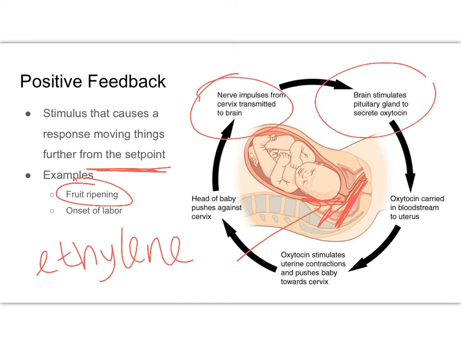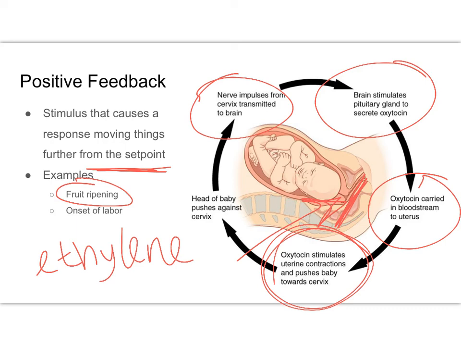And that tells the brain that it's time to secrete some more oxytocin. Oxytocin heads down to the uterus, and oxytocin actually tells the uterus to contract more. So the oxytocin is what triggers the uterine contractions. And the more contractions there are, the stronger and the more frequent they are, the more the baby's head pushes on the cervix, and the cervix opens up.